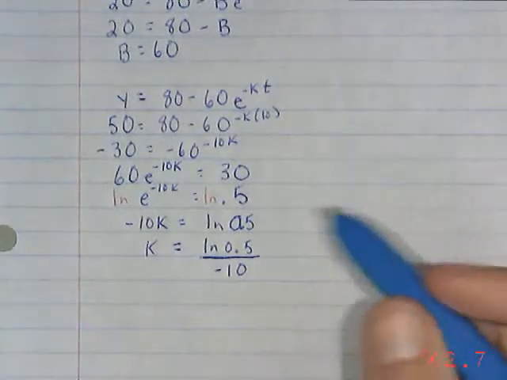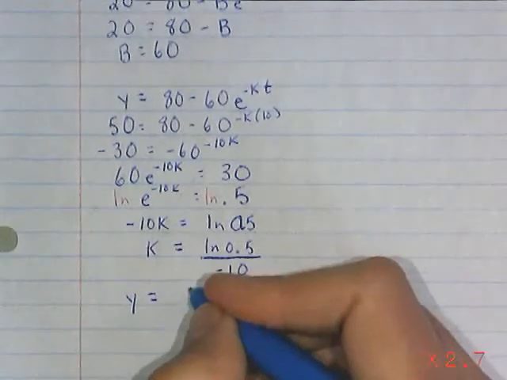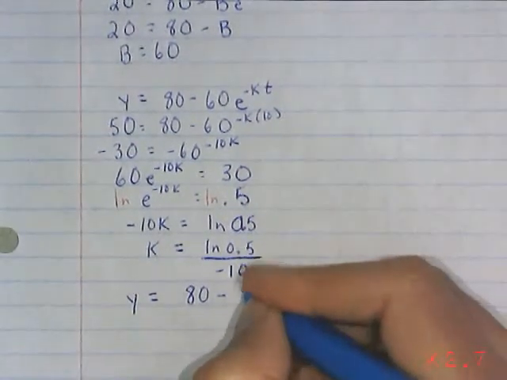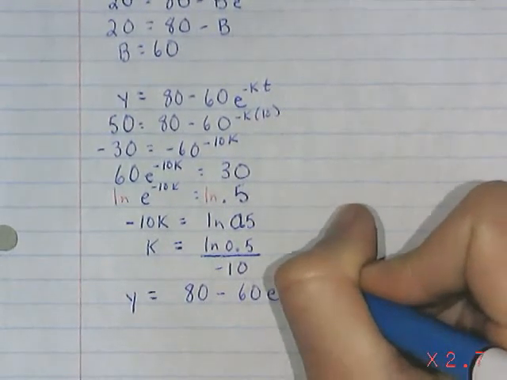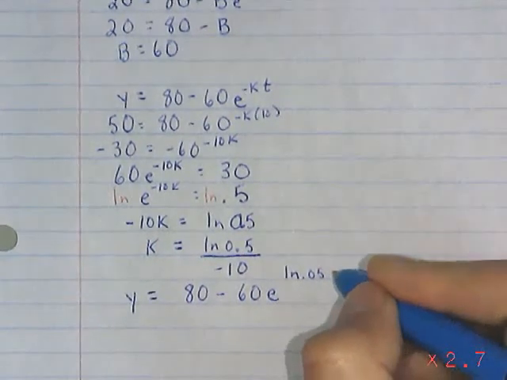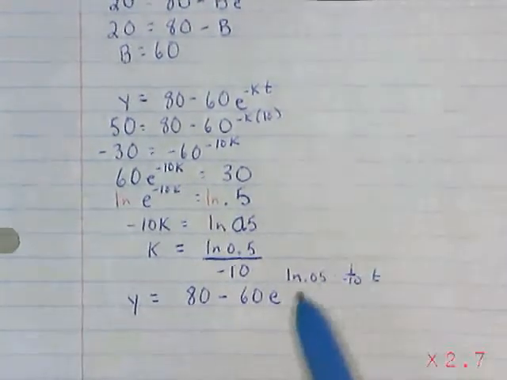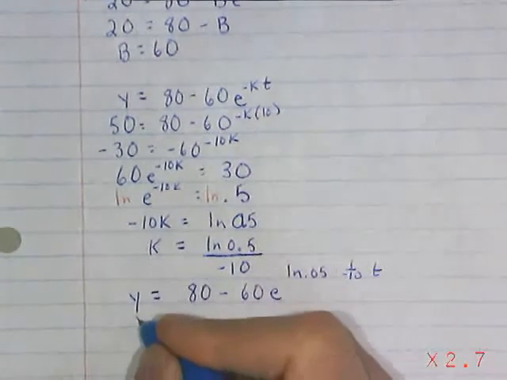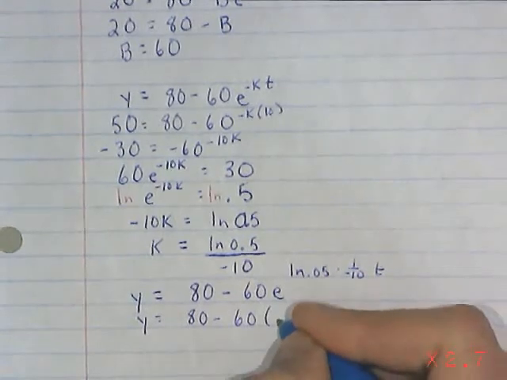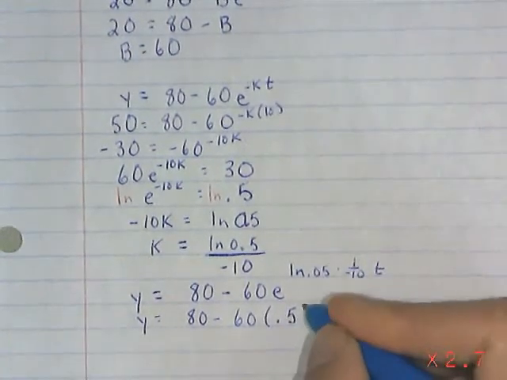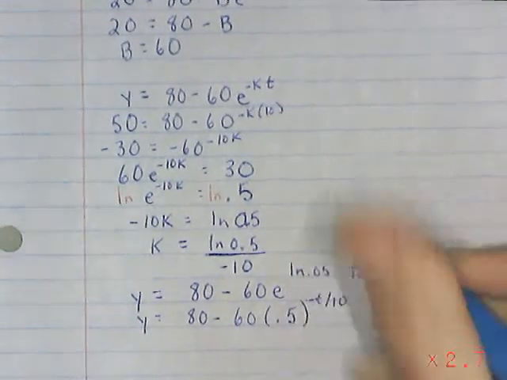And since it's been a minute, we'll plug that in and do our little rearrangement to make it look nice, so that y is equal to 80 minus 60 times e raised to this whole mess, but we know that that's going to kind of blow out, and so we get y equals 80 minus 60 times 0.5 raised to the negative t over 10.